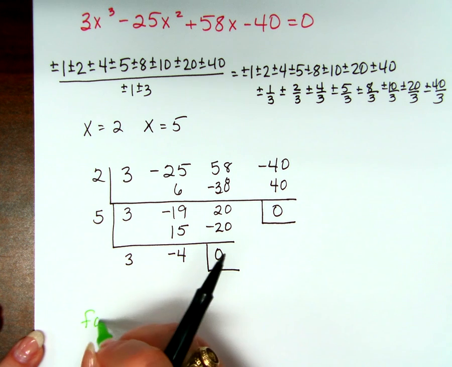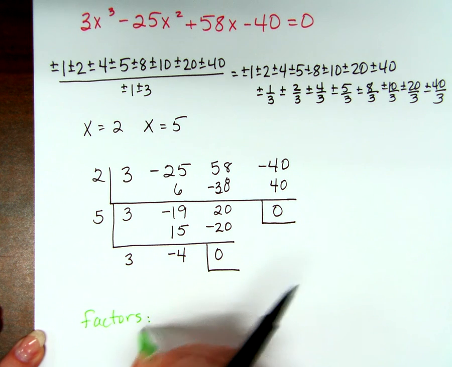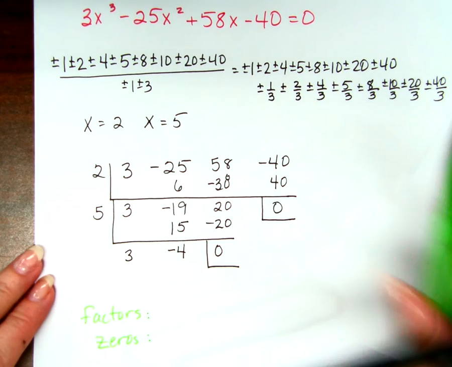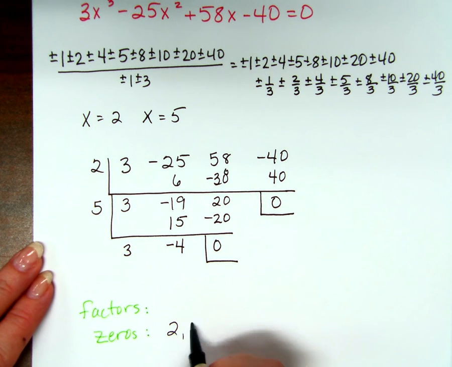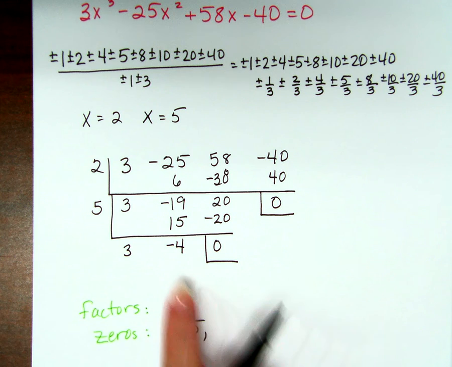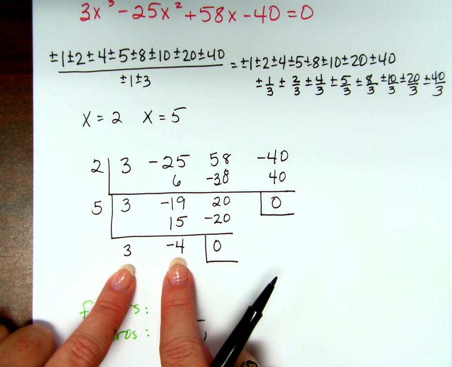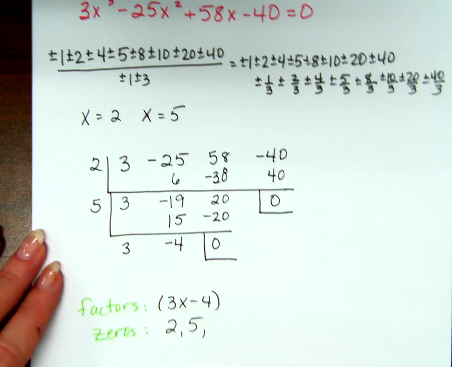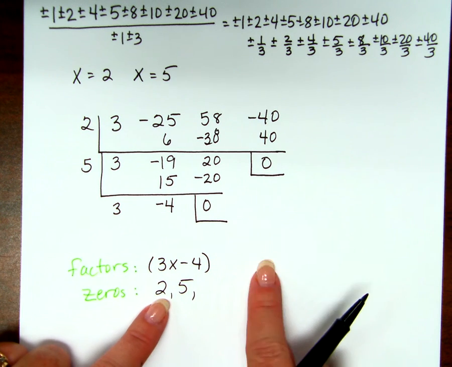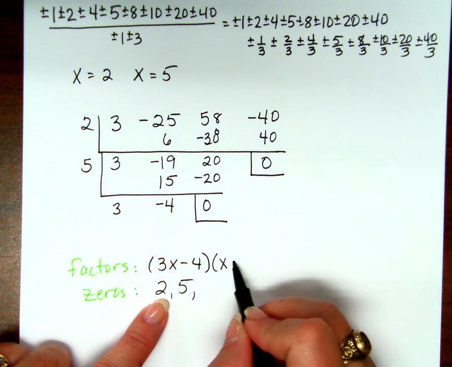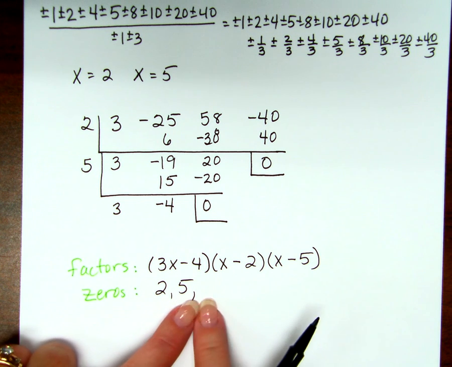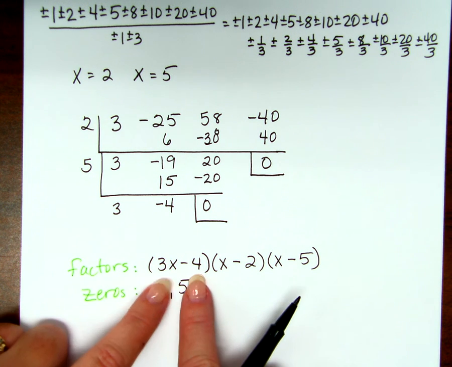We need our factors, and we need our zeros. Yes? We already know 2 of the zeros, right? I already know 2 and 5. I'm trying to find the third one. But what does this tell me right here? That tells me 3x minus 4, doesn't it? What are my other 2 factors while I'm here? Minus 2. Very good. So I need my third 0 from this factor.